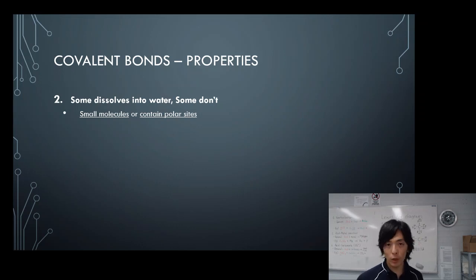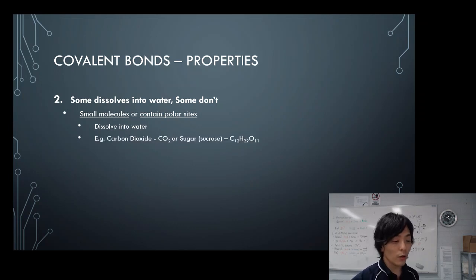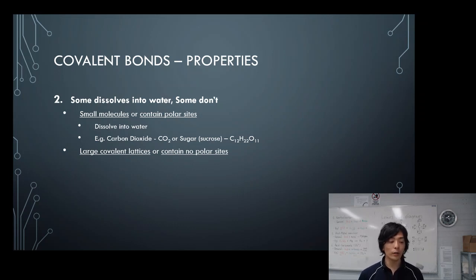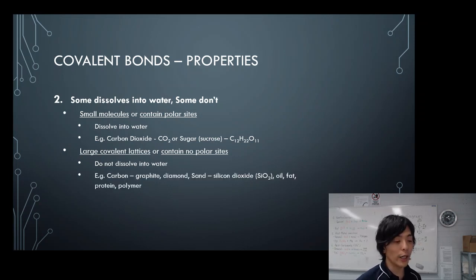Some dissolve into water, so solubility is a bit different depending on the structure. Some molecules do, especially small molecules that contain polar sites. If there are very polar sites in the molecule, they would dissolve into water. Water is actually polar as well. Carbon dioxide or sugar: sugar is quite big compared to carbon dioxide, but because sugar has a lot of OH groups, which are highly polar, O and H, it can dissolve into water. But larger covalent lattices that contain no polar sites, such as diamond, silicon dioxide, or graphite, don't dissolve into water. Okay? You can also think of oil, fat, or protein polymers as big, large covalent lattices, which have no polar sites.